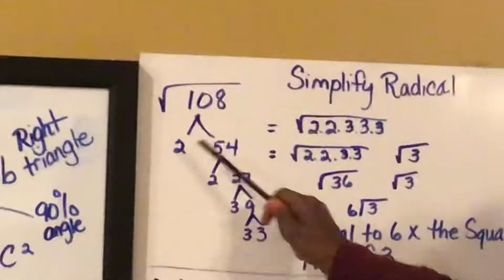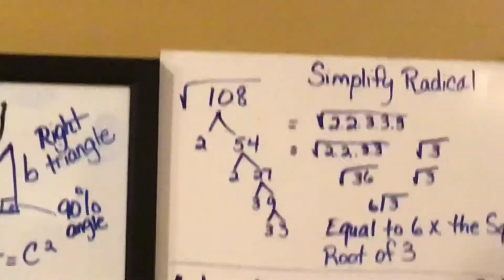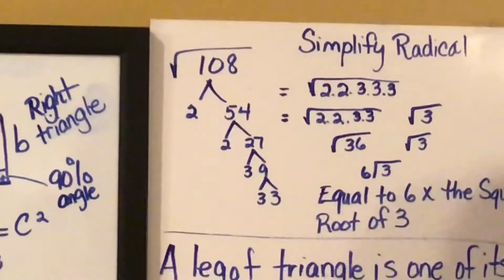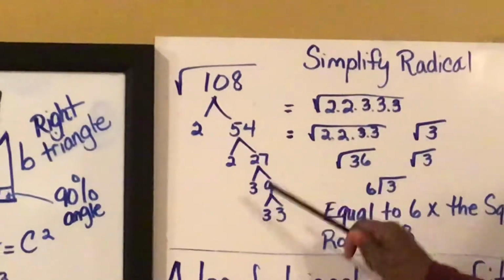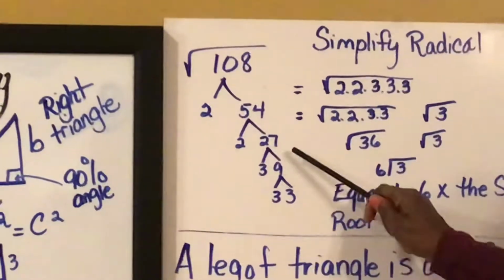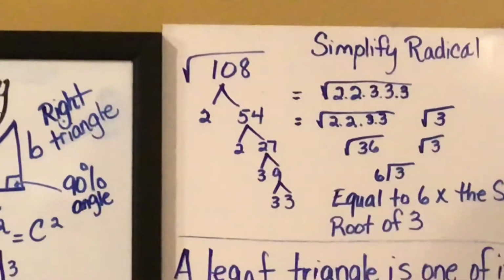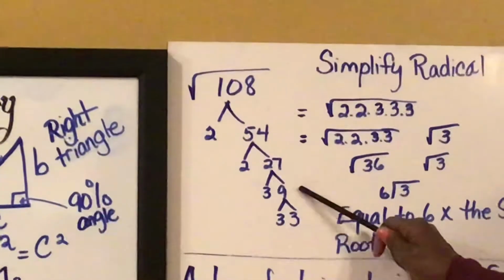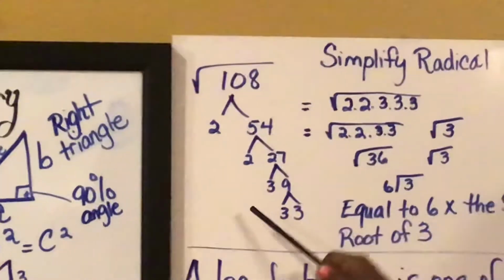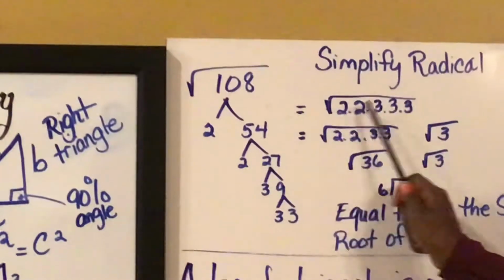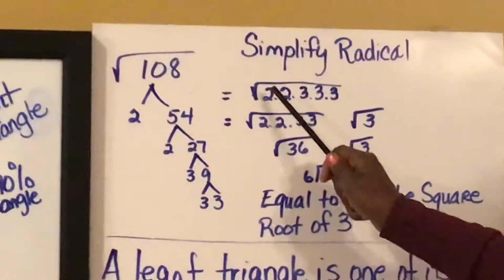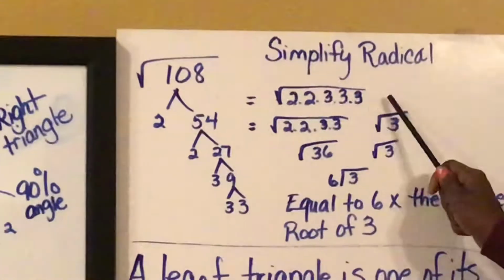So I've got to think of what two numbers multiplied together, two factors, will give me 108: 54 times 2. Now I'm going to break apart 54, 2 times 27. I see another one I can break apart, 27, which is 3 times 9. Now I can break this 9 apart, which is 3 times 3. Now I'm going to plug these in. How many 2's do I have? 1, 2. How many 3's do I have? 1, 2, 3. There they are. So that's 2 times 2 times 3 times 3 times 3.